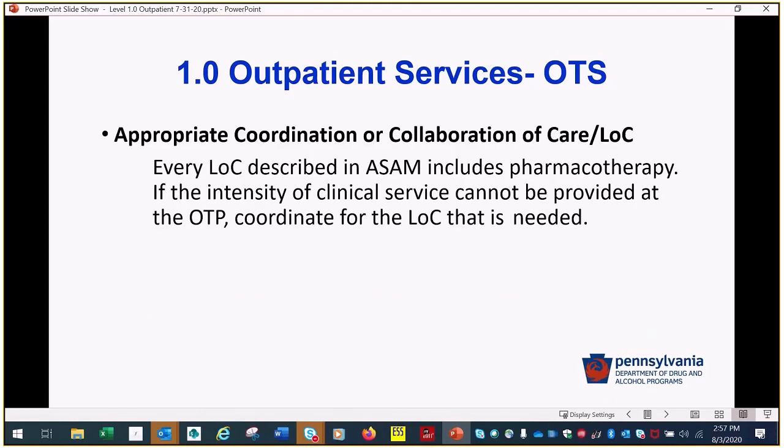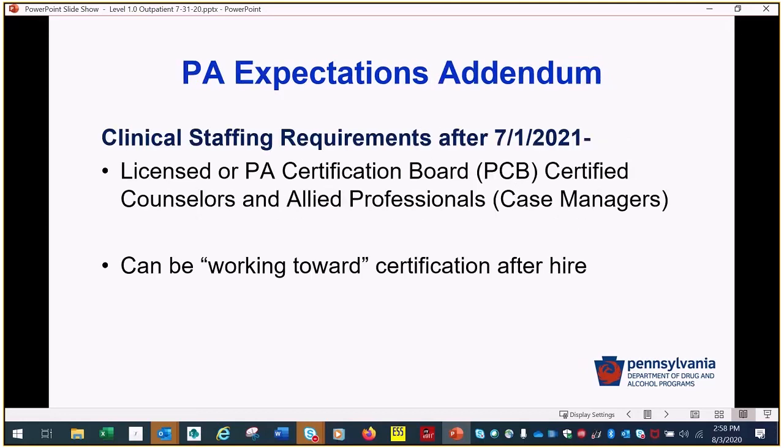Secondly, if an NTP cannot provide the intensity of therapeutic services that an individual needs, a referral to another provider for clinical services should occur while maintaining medication services, until which time the individual can return back as appropriate. So, moving on to the Pennsylvania Specific Expectations Addendum information, let's discuss staffing credentials first.